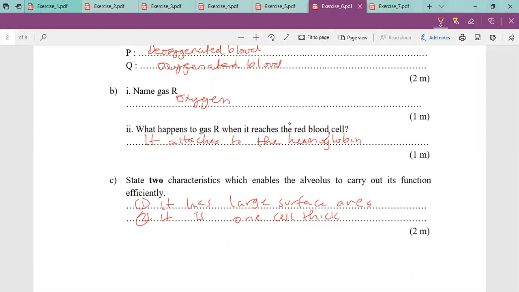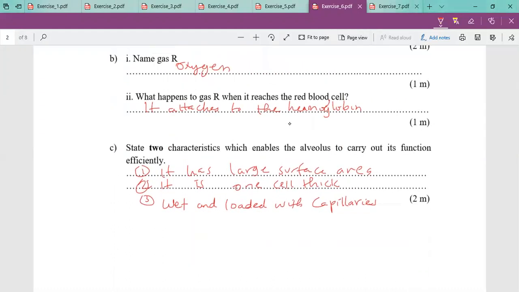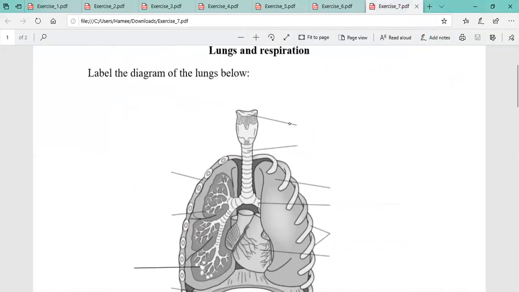And it's also wet and loaded with capillaries. So you can have some other reasons if you want to. That's it. Now the last one is the diagram of the lung.